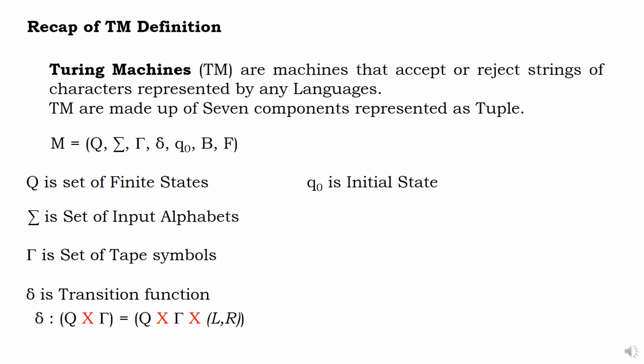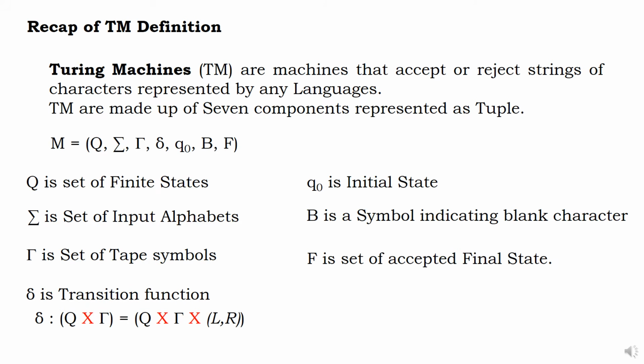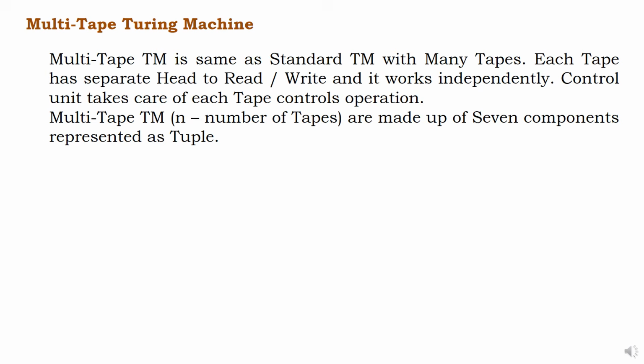Q0 is the initial state. B is nothing but the blank character. F is nothing but the set of accepted final states. There may be many accepted final states, so it is called the set of accepted final states.